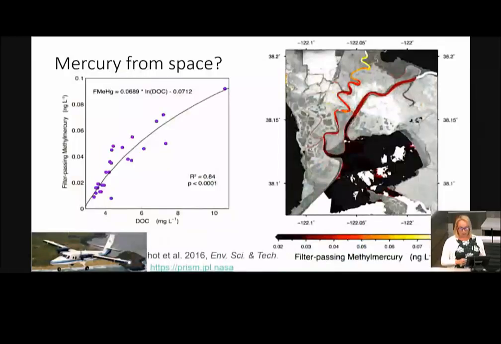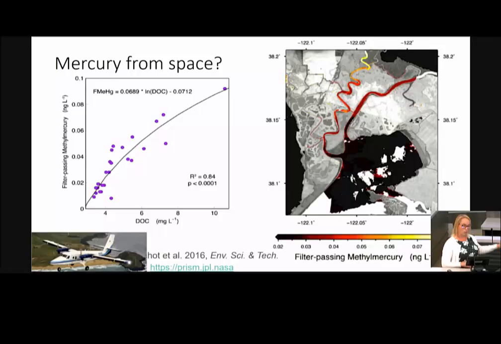And so thinking about those transfer coefficients, here's an image of mercury, not quite from space, but from an airplane. And so what we have done here, this is work led by Cedric Fichot, who at the time was a postdoc at JPL. And JPL flew this very high quality sensor called the PRISM sensor, which is a nice experimental sensor for us to begin to develop these algorithms over the San Francisco Bay Delta.